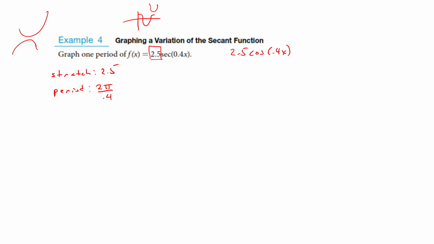I have to think about what that would be. What is that going to make? Okay, so that would make it 5. I guess I should know that. So the period is going to be 5 pi.